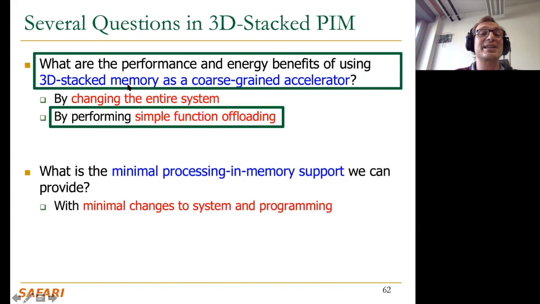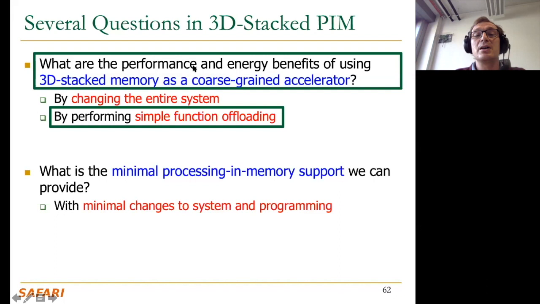I don't know of any work that has studied it for machine learning. I would be very interested in actually seeing that, because I think the Tesseract system can be applied for it. Of course, I think you need to have specialized units for machine learning inside the logic layer to be able to be really competitive with GPUs, for example, or other machine learning accelerators. So you want to have systolic arrays, for example, in the logic layer if you want to change the entire system for machine learning.